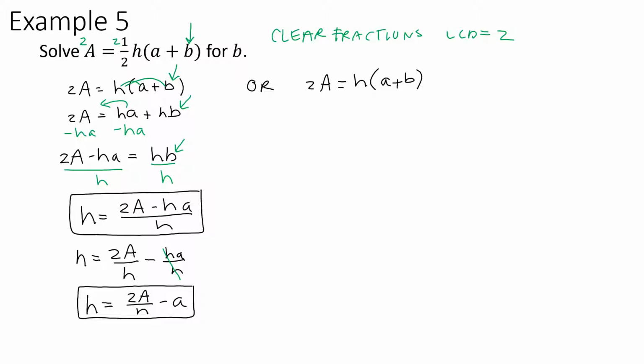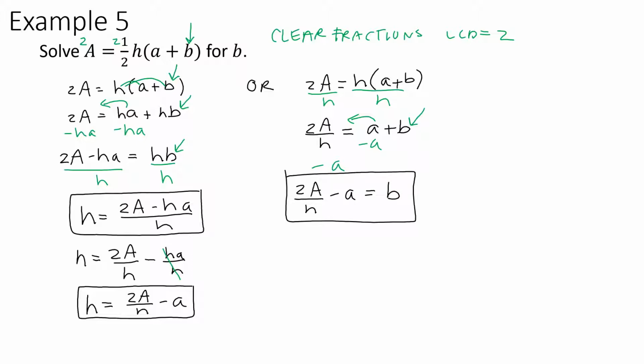Now let's go back and see what this would look like if we did not distribute that h, if instead we divided both sides by h. So I now have 2 times big A divided by h equals the quantity a plus b. Well, eye on the prize, we're solving for b, so I need to move that a to the other side, so I'm going to subtract a from both sides. Now, on the left-hand side, those are not like terms, so the best I can do is write them side by side. So I have 2 times big A divided by h minus little a, and that's what b equals. And we notice that these last two solutions are the same.